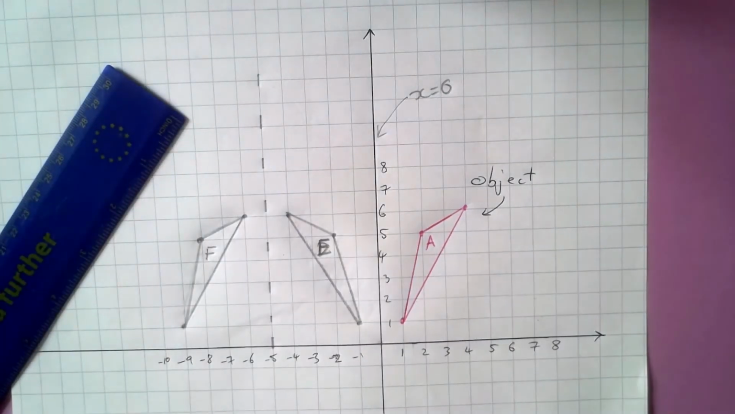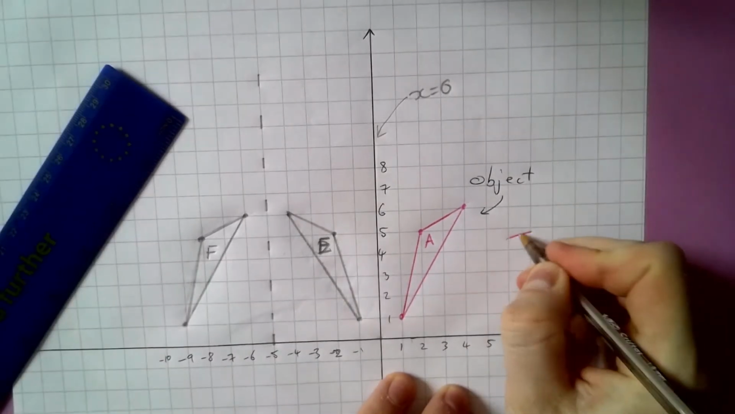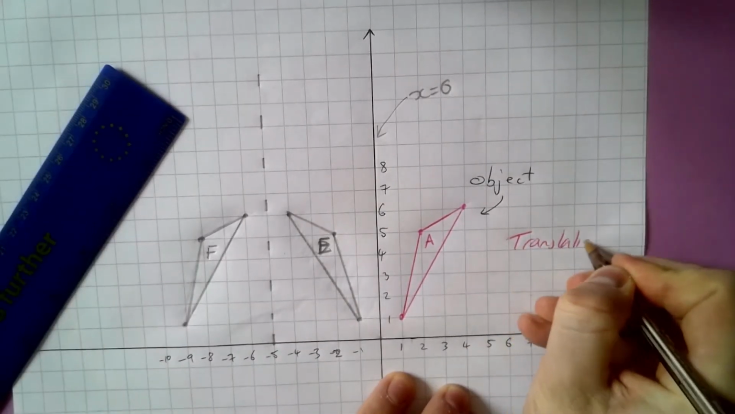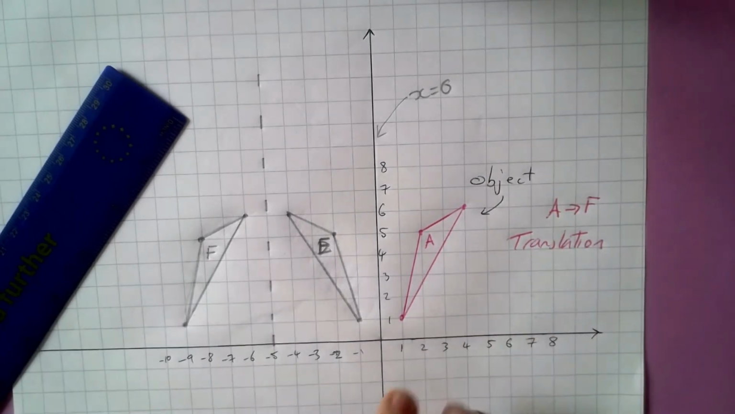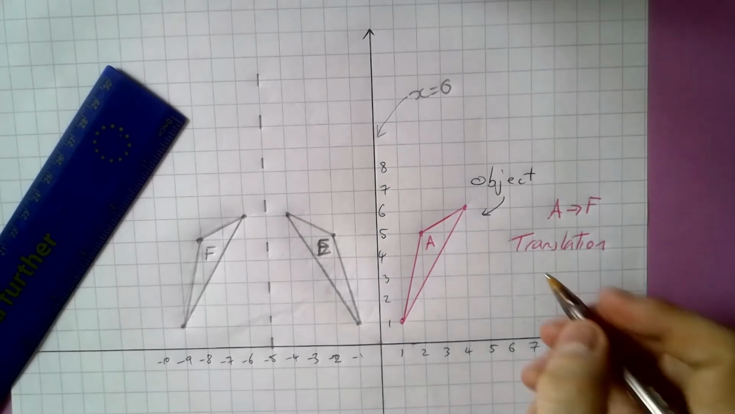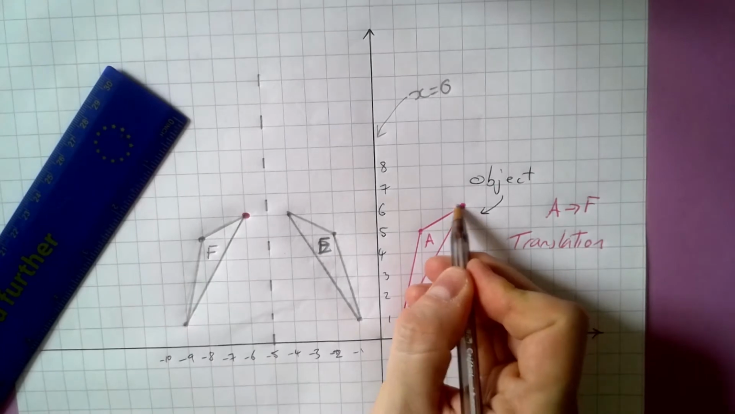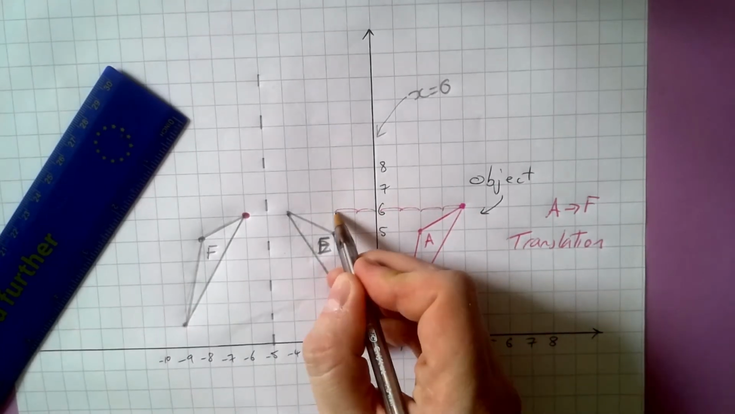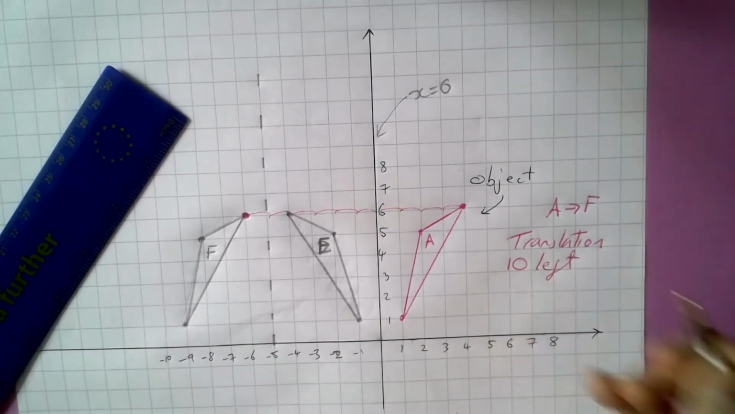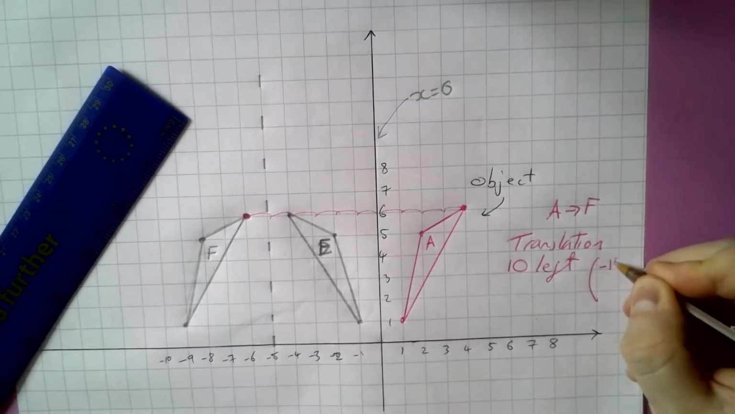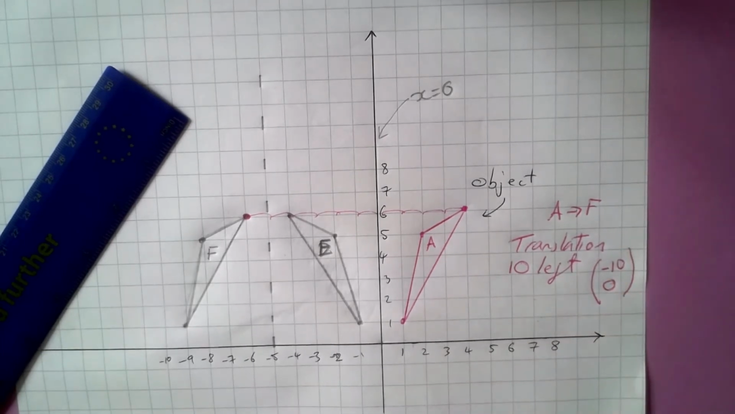Meaning I don't have a rotation, I don't have a reflection, I've just got a translation. So A to F is a translation, and I've just got to work out what that's going to be. So this point goes to this point. So it's 1, 2, 3, 4, 5, 6, 7, 8, 9, 10. So 10 left. And if you want to show that as a vector, that would be minus 10 because it's going left, and 0 because it's not going up and it's not going down.